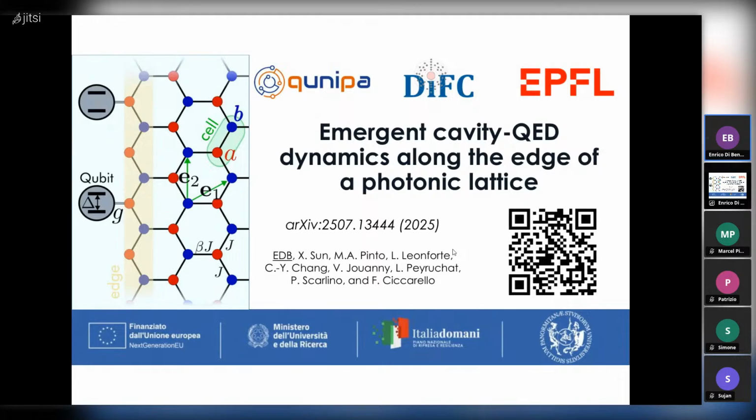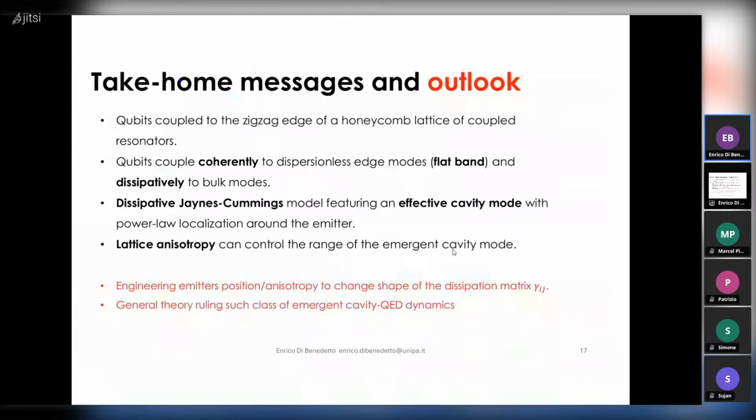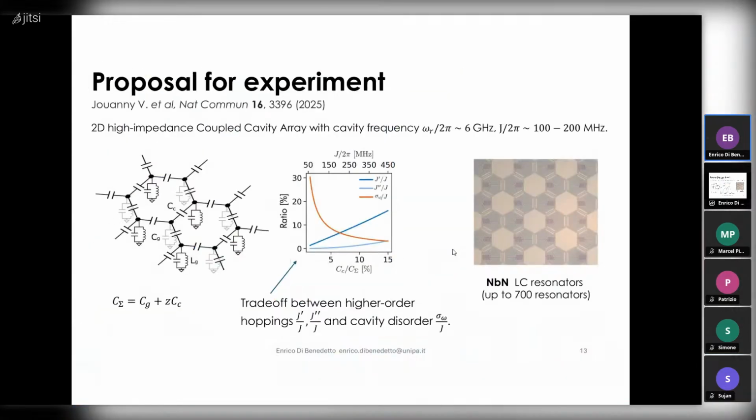For the experimental part, a hard part is to engineer where the capacitances zigzag pattern, right? No, not really actually. This is something that I should have mentioned. Actually, coupling qubits to the edge of a two-dimensional photonic lattice is super easy.